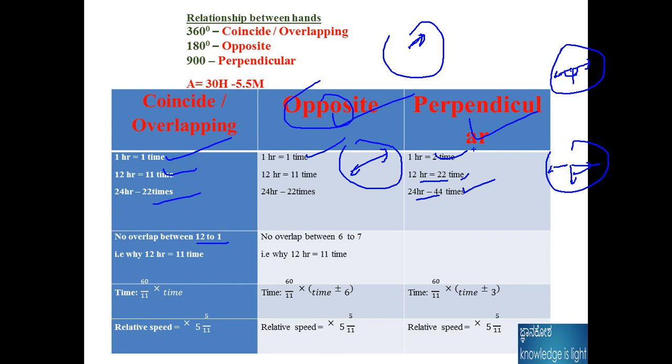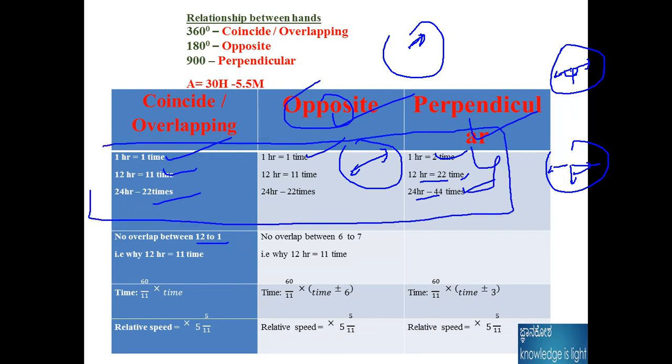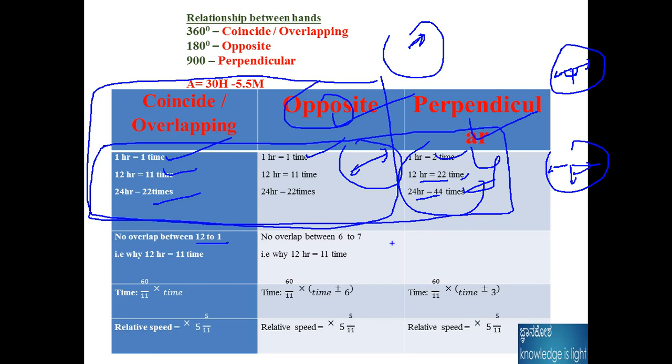This is the main important problem highlighted here. This is a compulsory question asked in every exam. Please note it down. If coincident happens for 24 hours, that is 22 times. If it is perpendicular, we need to note it down. For opposite and coincident, the count should be the same. For perpendicular, it should be 2 times that. That's why you need to remember this formula.